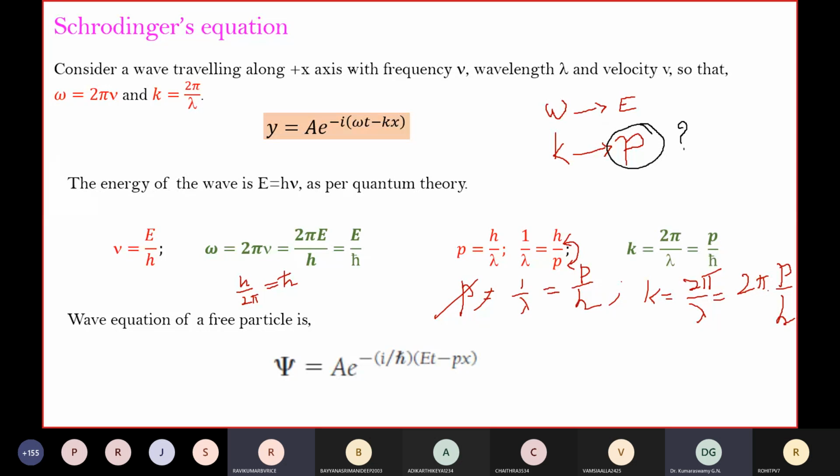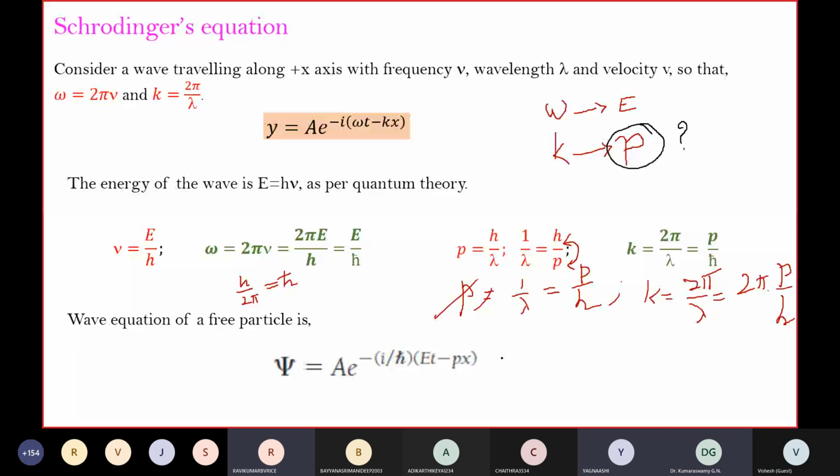Is this equation acceptable? Now, what does this equation represent now? Excuse me, sir. Can you tell again why in place of omega we took E and in place of K we took P?